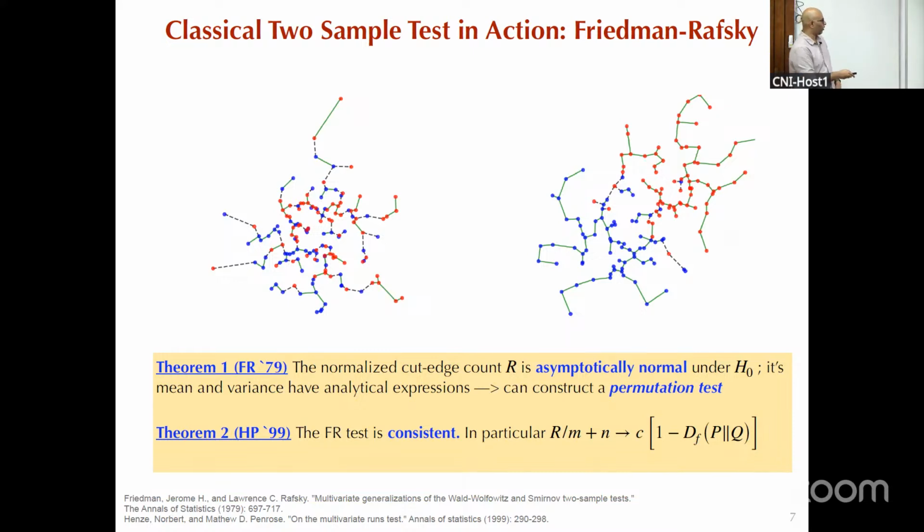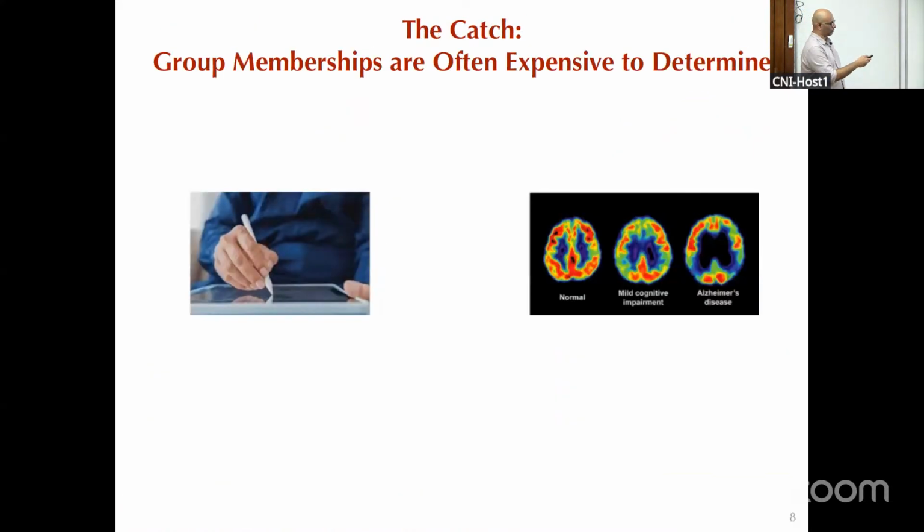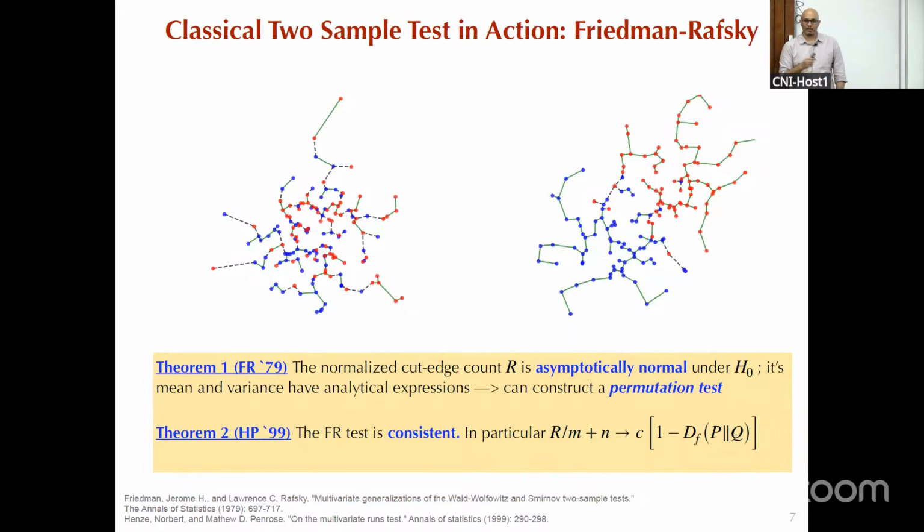This quantity is called an F divergence. If you've seen KL divergence and all those things, F divergence is in that family. It's a measure of divergence between these two distributions. So if P and Q are not the same, then this is by definition non-zero, and this quantity converges to 1 minus the distance between these two distributions. Okay, so this is the Friedman-Rafsky test.